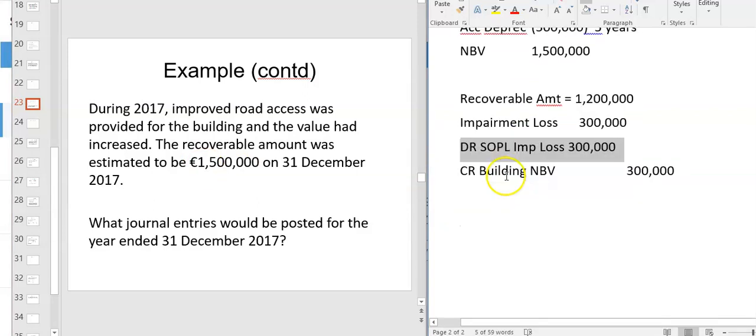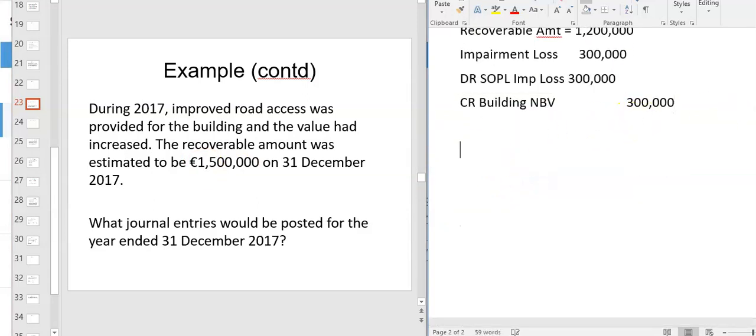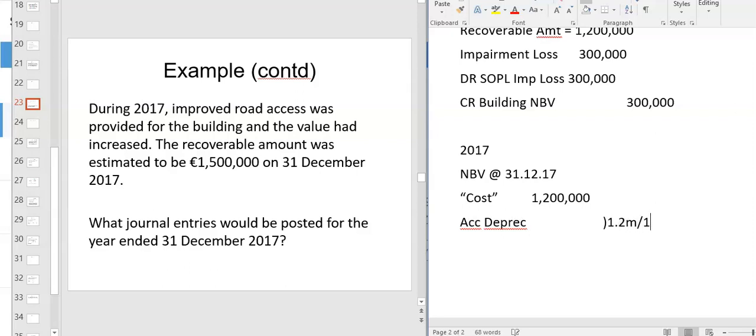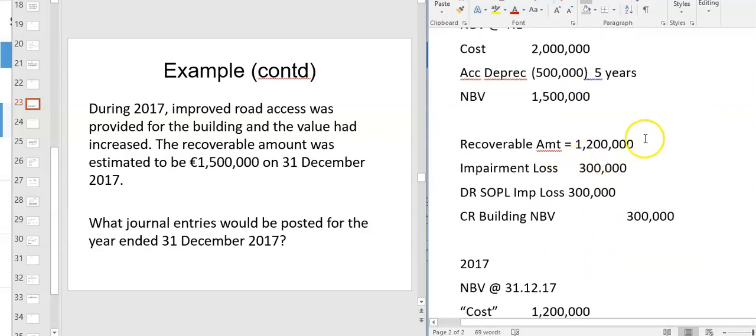So now if we come down to 2017, we need to know the net book value at the year end, 31st of 12/17. If you go back, what we're given, so we have now, and I'll just put in inverted commas, the cost is 1.2 million, and accumulated depreciation then, this is where students go wrong, 1.2 million divided by 15 years. So this is where a lot of students get caught out. Your new cost now becomes what the recoverable amount is. So that's the baseline that you're going to use going forward.